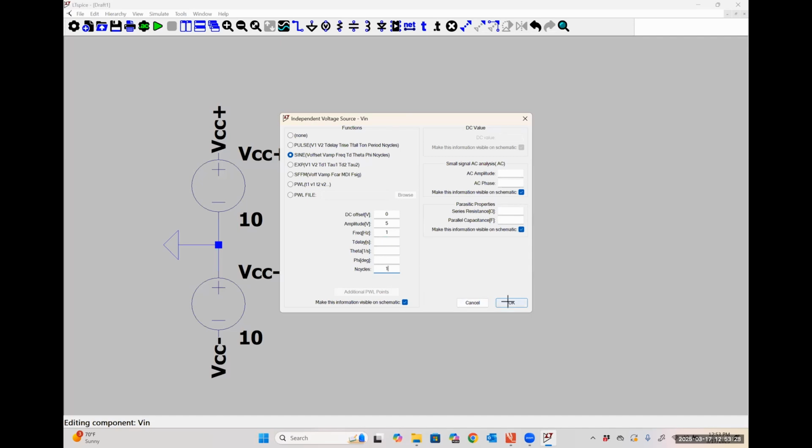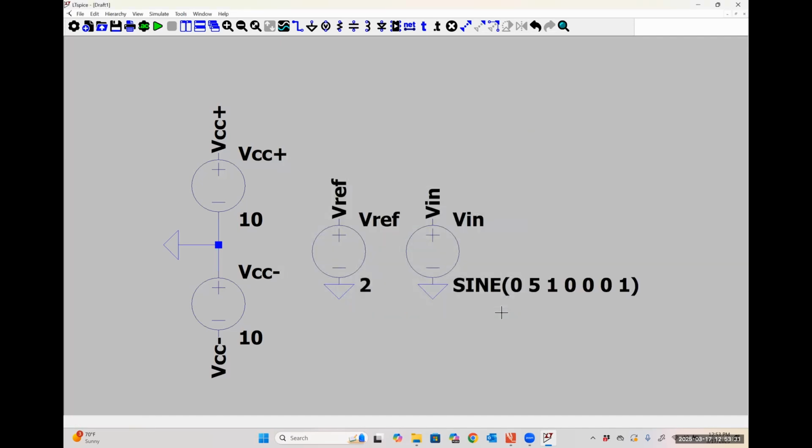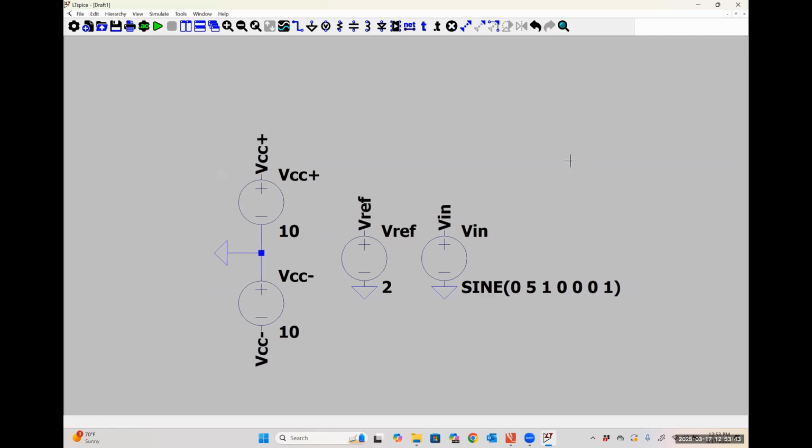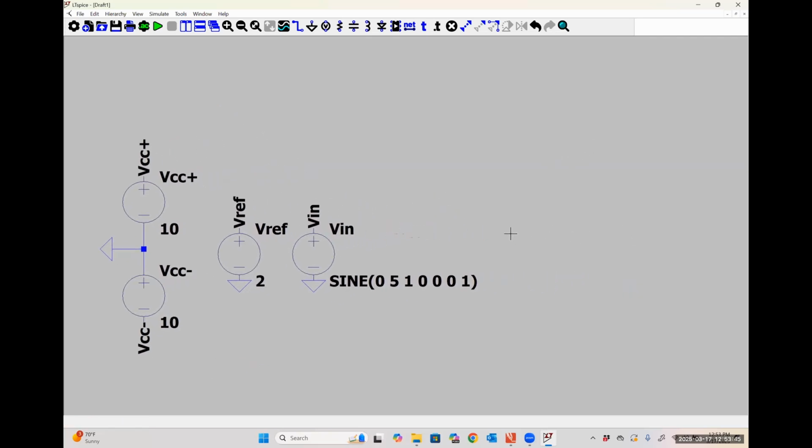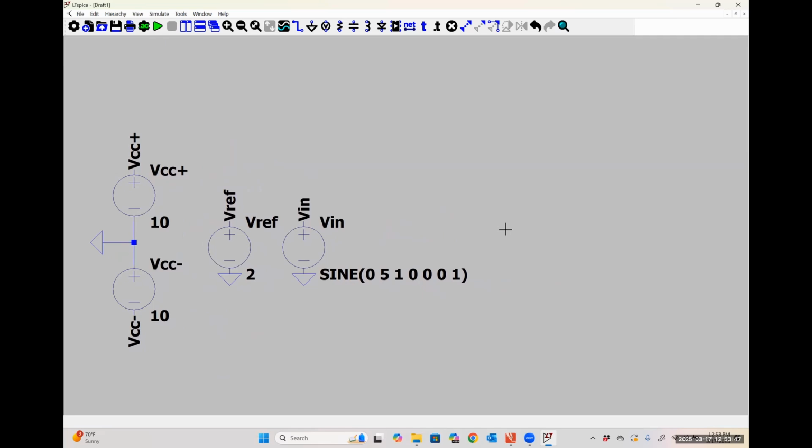All of that information will wind up showing up down here on our schematic diagram as well, unless you happen to check the box that tells it to not do that. But I always make sure to have that box checked so that you guys can see what the parameters are. Okay. So those are all of my voltage sources.